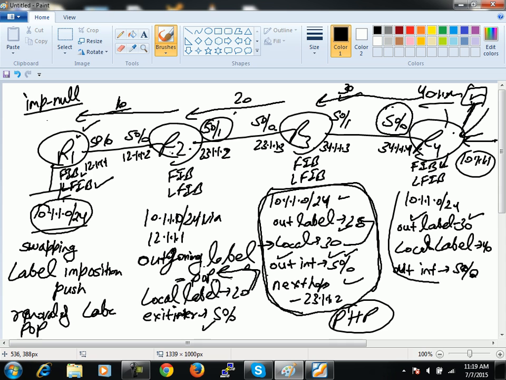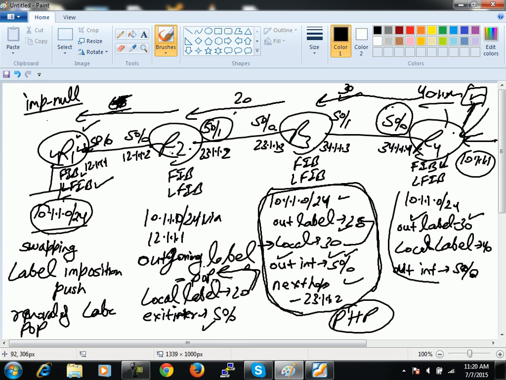And what is the meaning of pop? Just remove the label. So this time R2 will send this packet without any label, because it has been popped by R2 itself. So whenever R1 receives this packet, it will receive an unlabeled packet. And what I told you is that if any router receives an unlabeled packet, it will perform lookup in its FIB only, not in LFIB. So this time R1 will directly perform lookup in its FIB only. Have you understood it or not? So this is the meaning of penultimate hop popping.